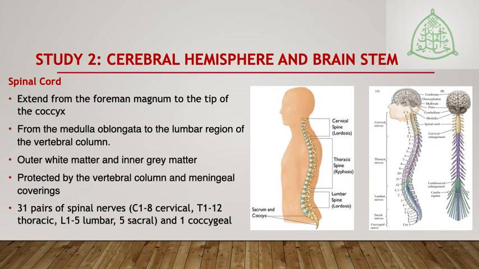So like we said earlier on, we have 31 pairs of spinal nerves, and that is C1 to C8, T1 to T12 thoracic, and then we have L1 to L5, S1 to S5 sacral, and also we have one coccygeal nerve, which is also very important. In the spinal cord, the gray matter is more inside while the white matter is on the exterior. This is the other way around when we talked about the brain.